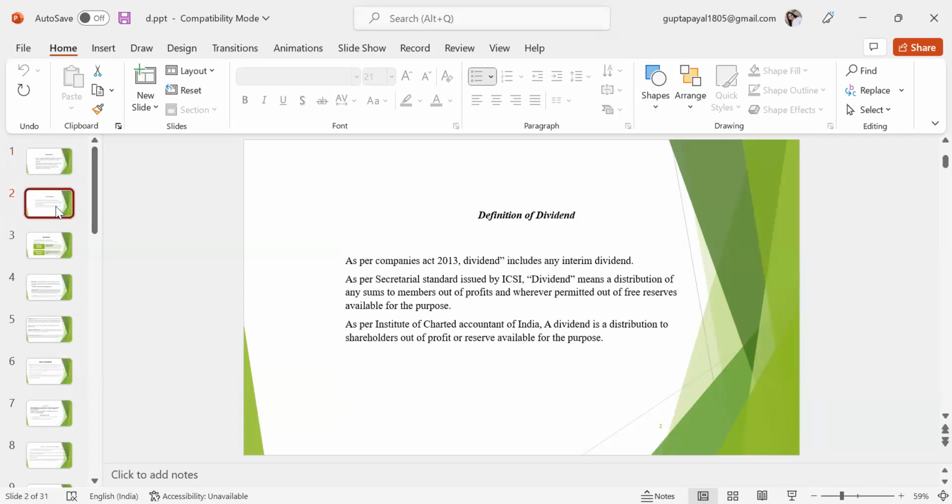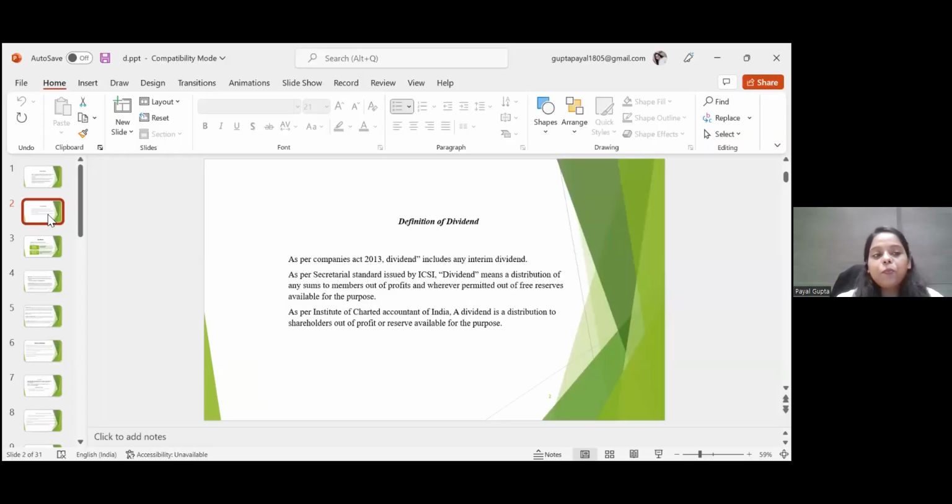Again, there are a few definitions given by our laws. As per Companies Act 2013, dividend includes any interim dividend. And as per the Secretarial Standard issued by ICSI, dividend means a distribution of any sum to the members out of profit, wherever permitted out of free reserves available for the same purpose. As per ICAI, a dividend is a distribution to shareholders out of profit or reserves available for the same.